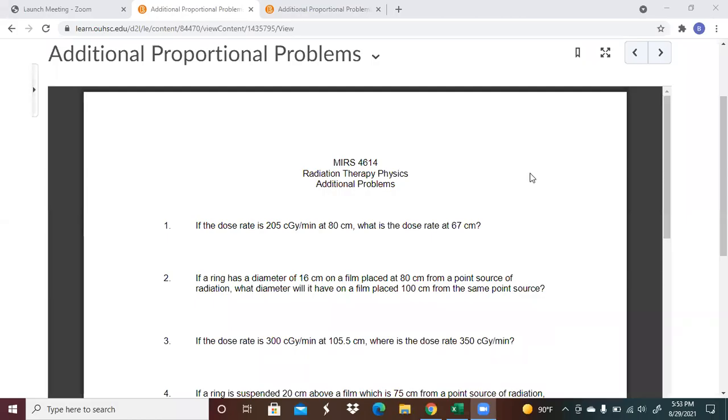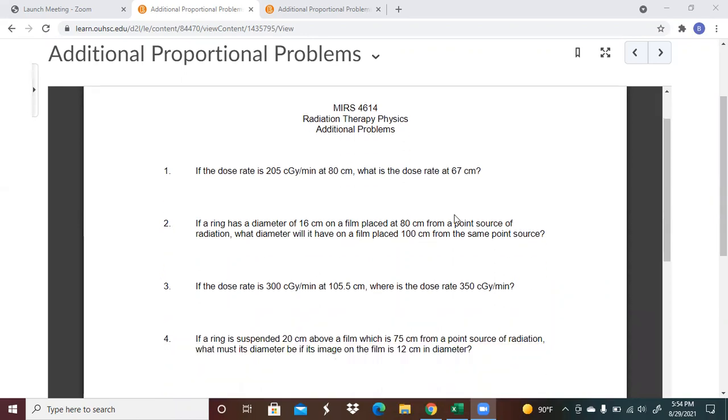This is going to be the lecture over additional proportional problems. So let's get to it. All right, we're going to be looking at number one here. If the dose rate is 205 centigrade per minute at 80 cm, what is the dose rate at 67?